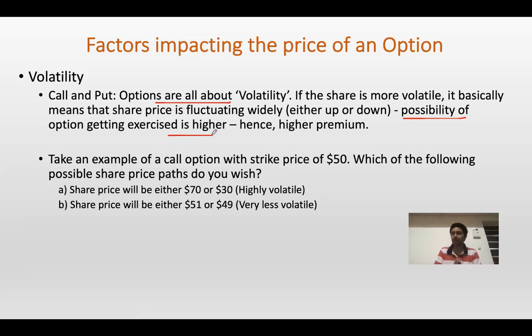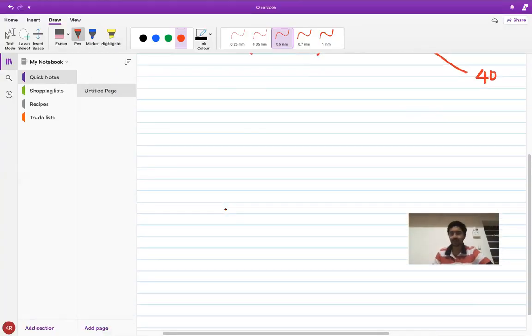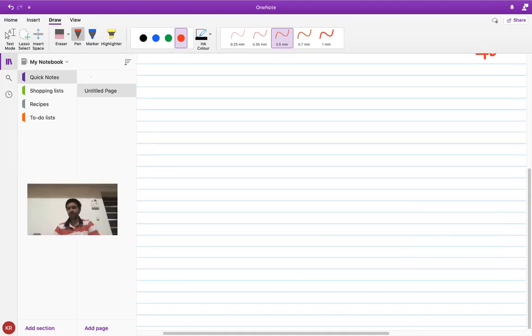Okay, and then we took an example with a strike price of 50, and I gave you that there are two possible paths for it. Okay, one path is the share price could go up from 50 to either 70 or to 30. And the second possible path is the share price from 50 can go either to 51 or 49. Okay, if I quickly just plot this here.